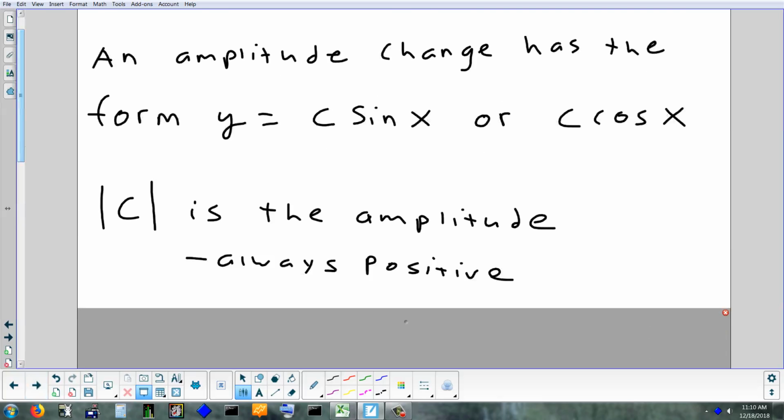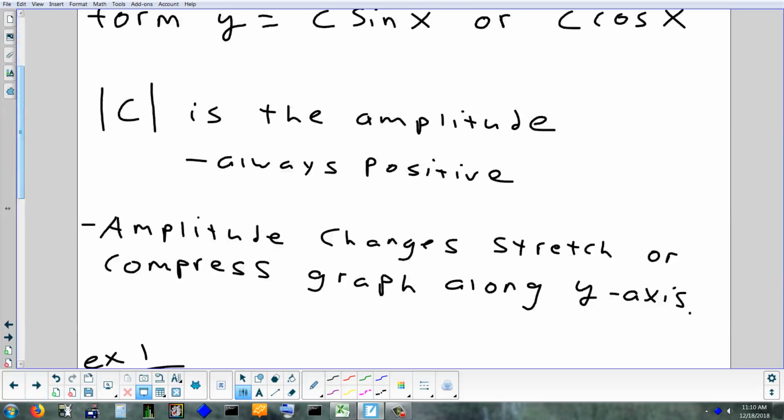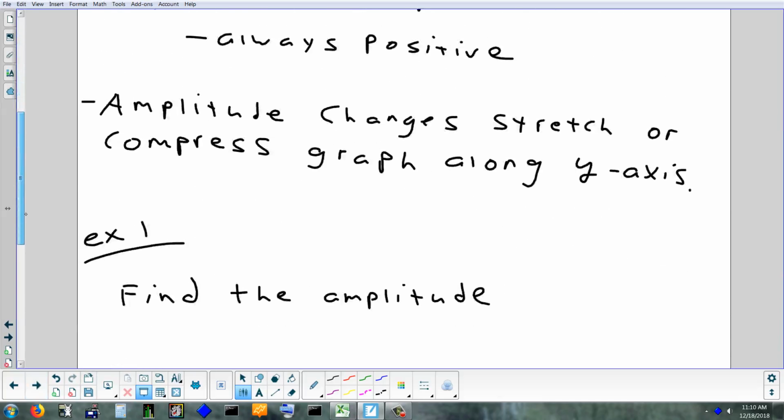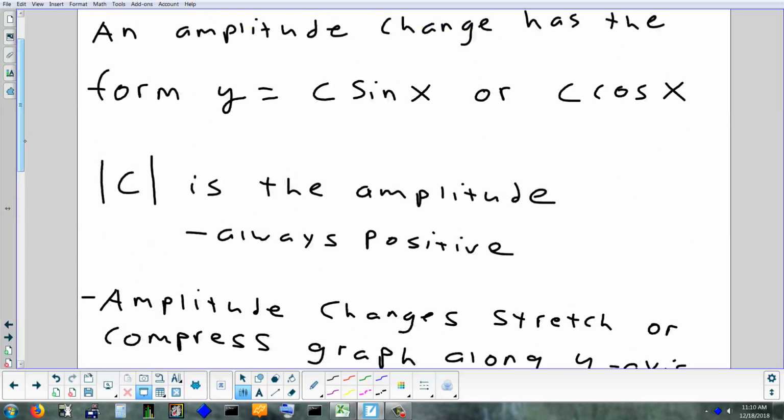So if I give you a problem, I think we're going to do a couple in a minute. I'm going to give you some examples and we'll find the amplitude. That's how you find it. You take the absolute value of the number in front. Now, that number in front could be negative. Okay? And if it is negative, you have to take that negative into account when you draw the picture. But if someone's just saying, what's the amplitude? The negative doesn't matter, because the amplitude is like a height. Height's always positive.